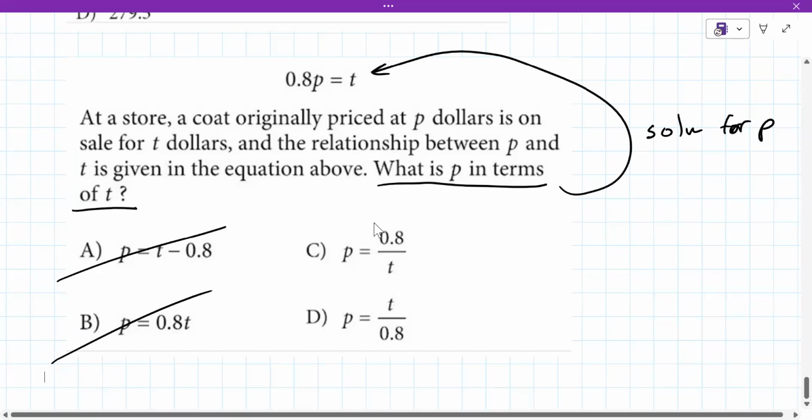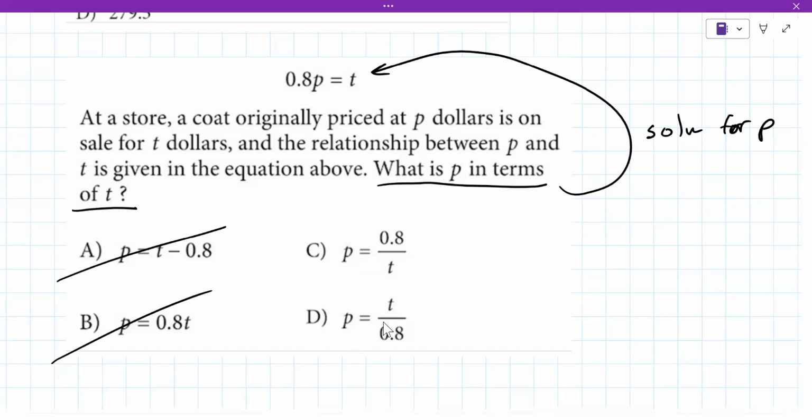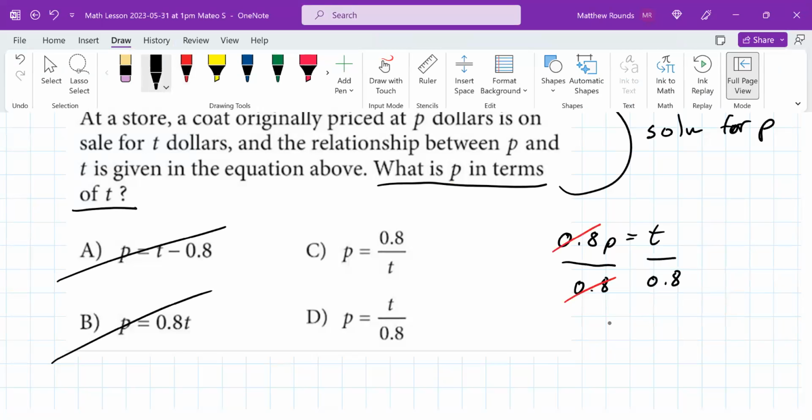So what do you think? Is it C or D? Does the number go on the top or the bottom? C, because you're dividing both sides by 0.8. It's okay to write some things down. They're not grading it. Yeah, it ends up being P equals T over 0.8.